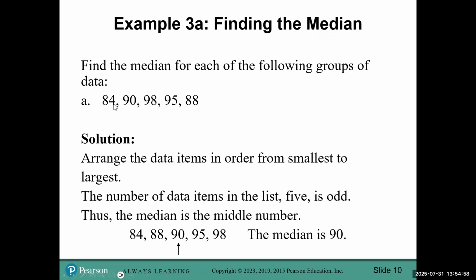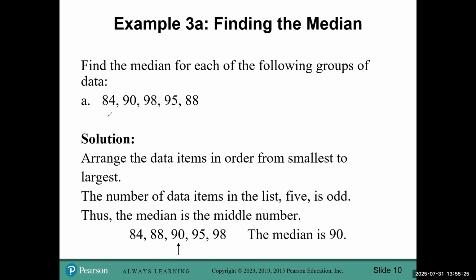Let's look at this example. So again, the first thing I notice is that these aren't in order, right? 88 is smaller than all 3 of these numbers. 95 is smaller than 98. So I'm going to reorder them. And then once I've reordered them, there's 5 of them. That's an odd number. And that means that the middle item is the median, 90.